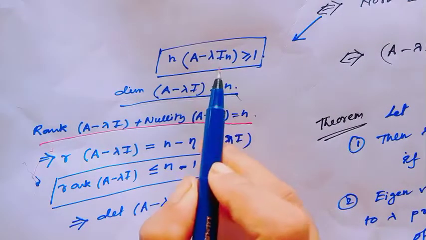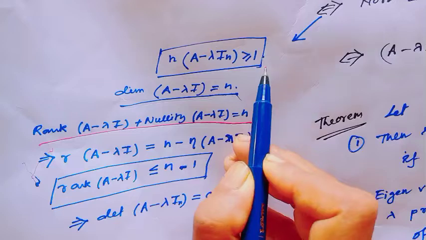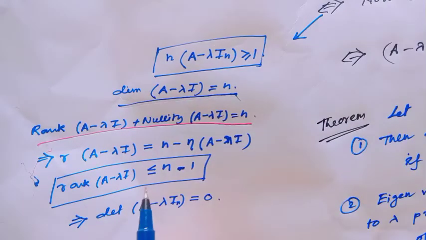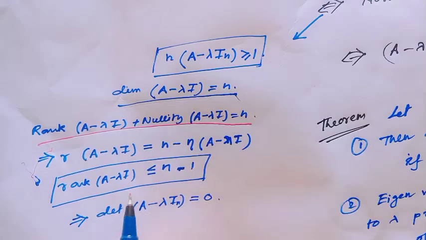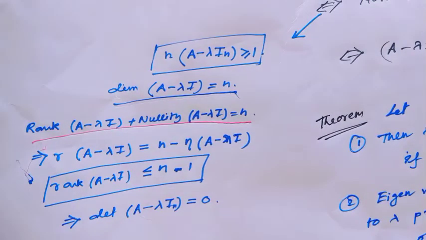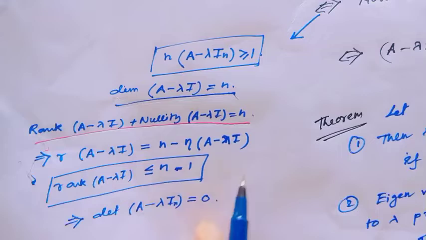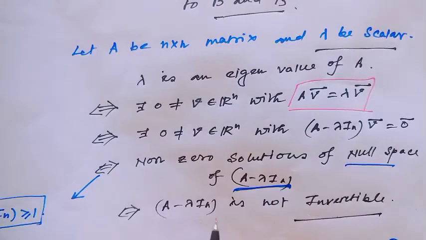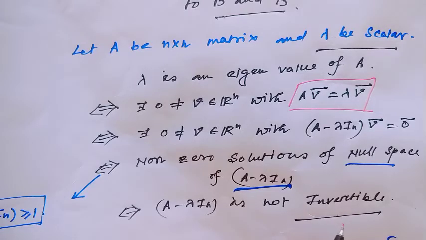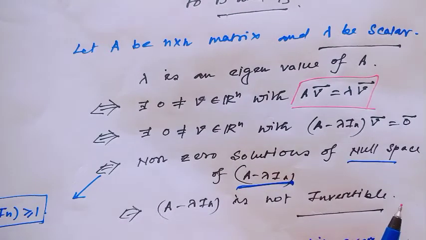And since the nullity of A minus lambda I is greater than or equal to 1, the rank of A minus lambda I is less than or equal to n minus 1. Since the rank is less than or equal to n minus 1, obviously the determinant of A minus lambda I equals 0, because the rank is not n, it is less than or equal to n minus 1. So that implies A minus lambda I is not invertible. This concept I had seen in my earlier video.